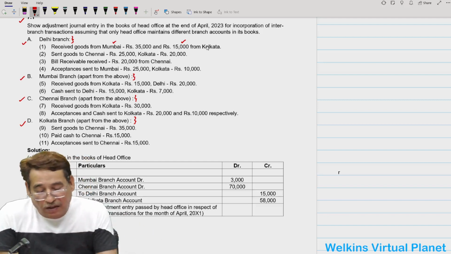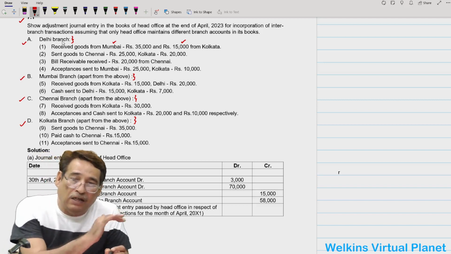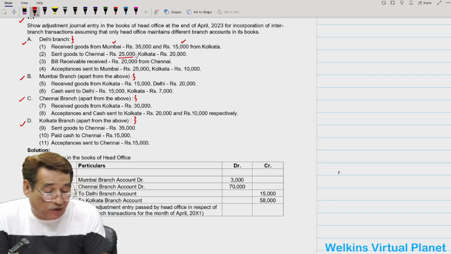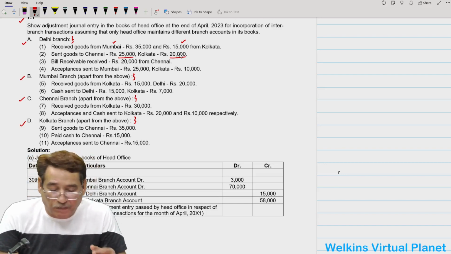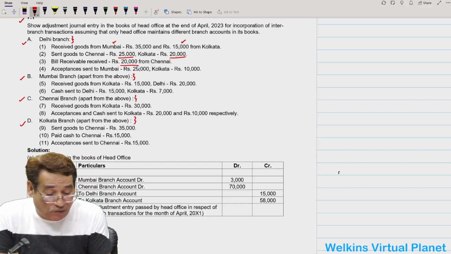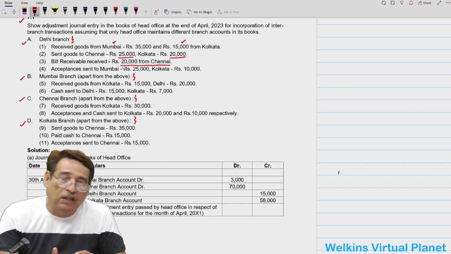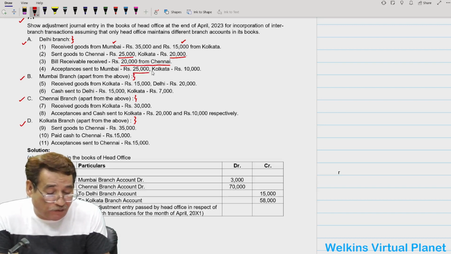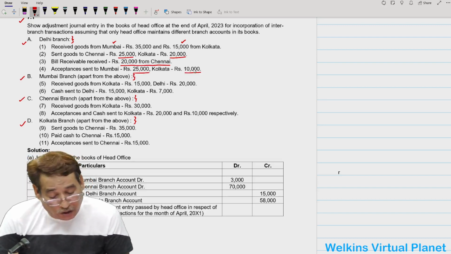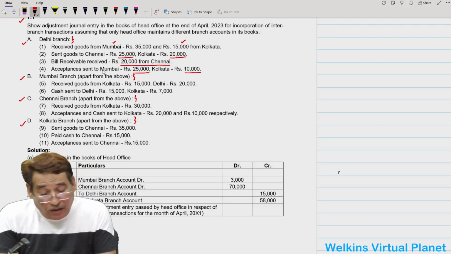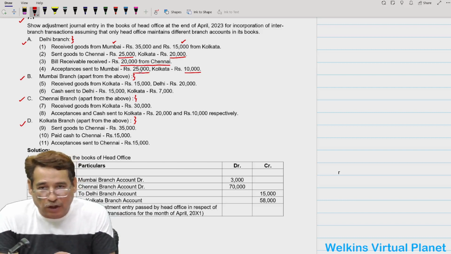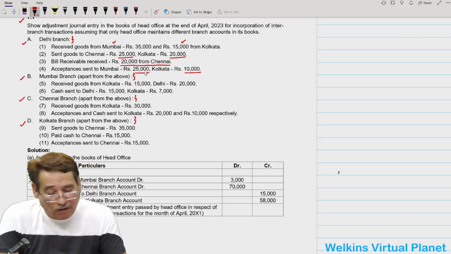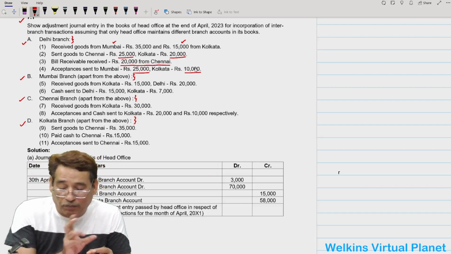So Delhi branch is receiving, but at the same time, from the perspective of Mumbai and Kolkata, they are giving. Delhi branch is the receiving branch, while other branches are giver branches. Is it clear to you? You have to take care of these things. Similarly, Delhi branch sent goods to Chennai 25,000 and 20,000, that is total 45,000 worth of goods have been sent. Similarly, bills receivable received from Chennai. Delhi branch received 20,000 worth of bills receivable. This will be considered as bills payable for the Chennai branch, and so on. Similarly, acceptances sent 25,000 to Mumbai and 10,000 to Kolkata. Total 35,000 worth of acceptances. So from the perspective of the Mumbai branch, 25,000 will be considered as bills receivable. From the perspective of the Kolkata branch, 10,000 will be considered as bills receivable. However, total 35,000 will be considered as bills payable from the perspective of the Delhi branch.